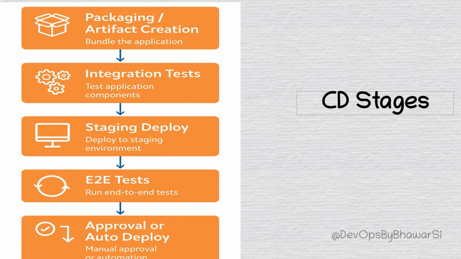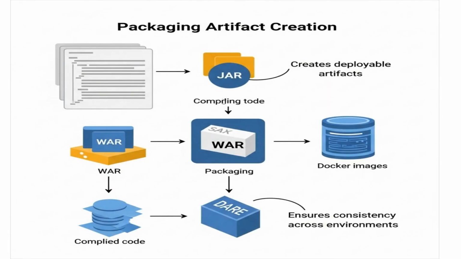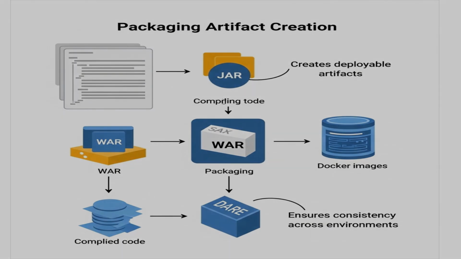The first stage in CD is packaging or artifact creation. As we discussed earlier, if this wasn't already done in the build stage, we do it here. This is where we build the final package, like a JAR file or a Docker image, and upload it to an artifact repository like Nexus or Docker Hub.